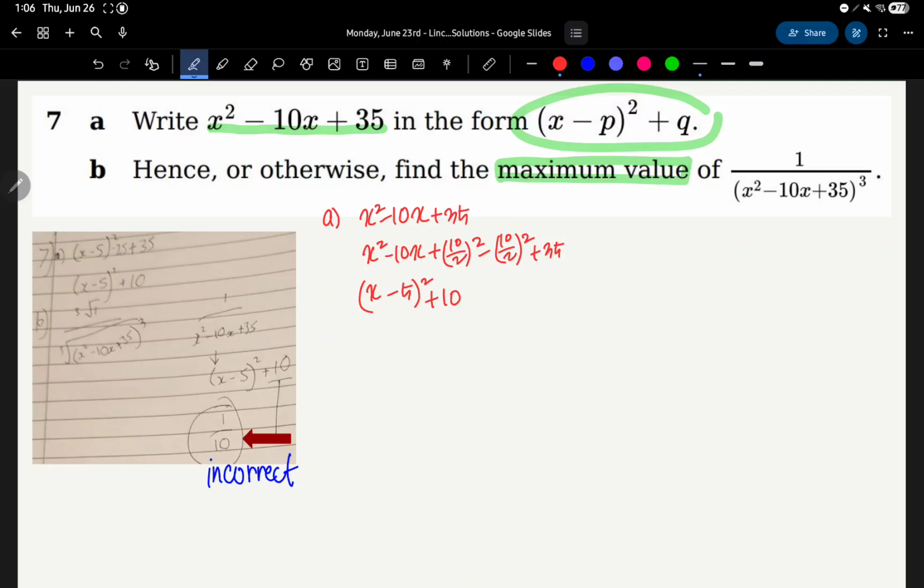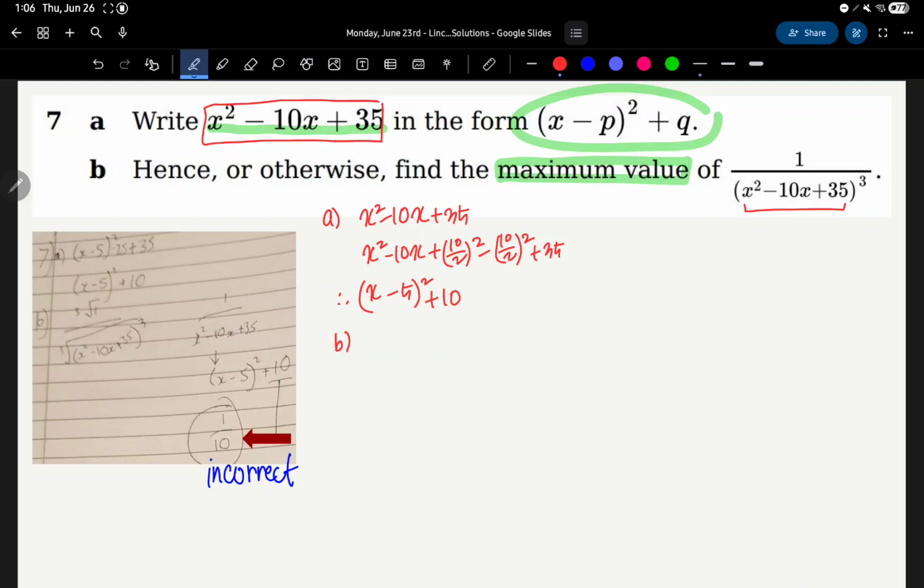So yeah, here we have the vertex form. That's the answer for letter A. And what's for letter B? So hence or otherwise find the maximum value of that. We notice that inside the parentheses, we're looking at the same equation that we saw in letter A. So what can we do here?